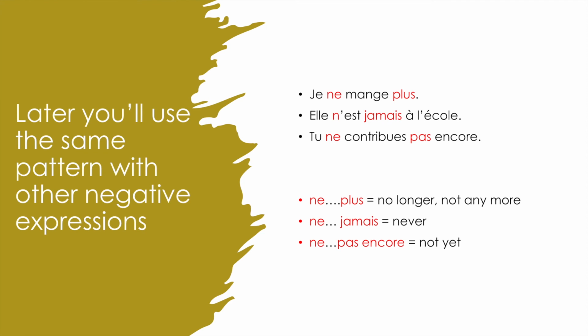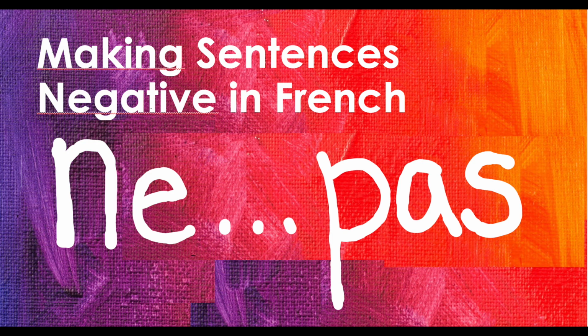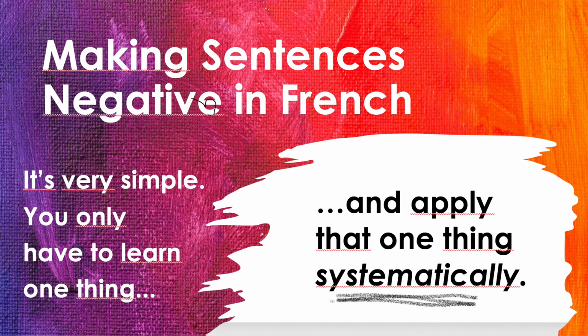So later you're going to use that exact same pattern. The ne with one part of the headphone, and then the verb, and then pas or another part of a negative expression on the other part of the earphone. So, for example, we have je ne mange plus, elle n'est jamais à l'école, tu ne contribues pas encore. So we have ne plus, ne jamais, ne pas encore, and you don't have to learn those yet. But we're going to follow the exact same pattern. How easy was that? Bottom line, apply what you've learned systematically.